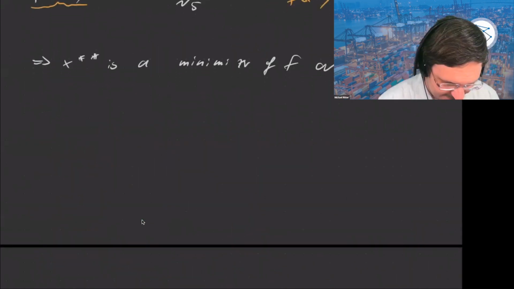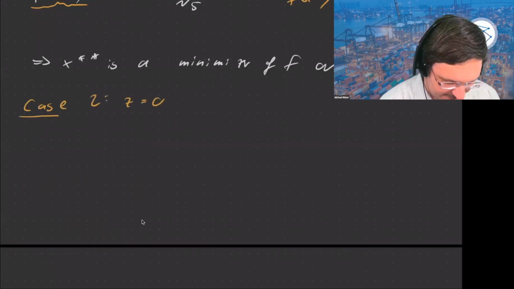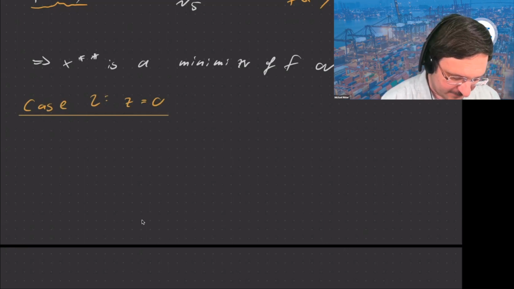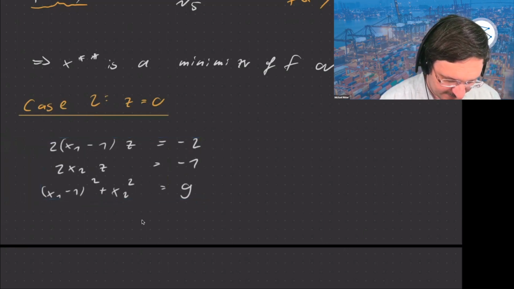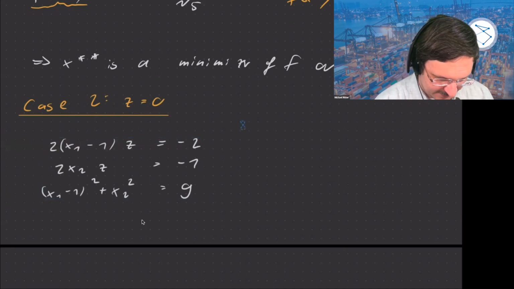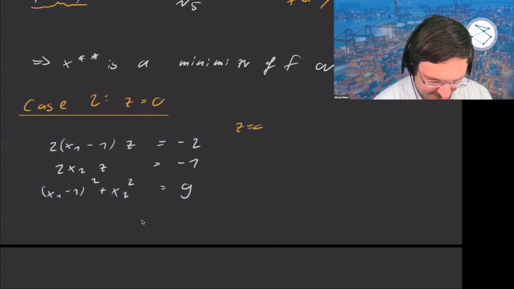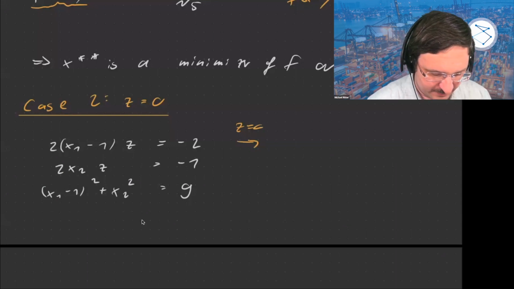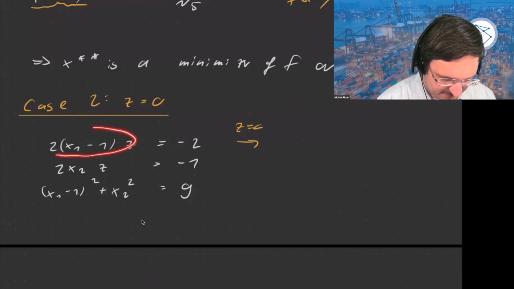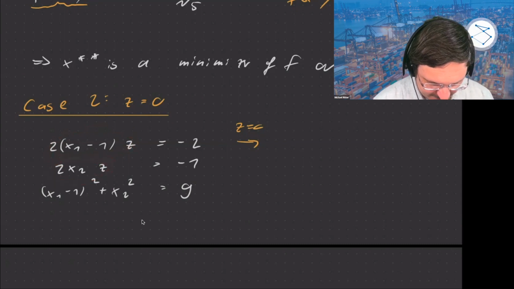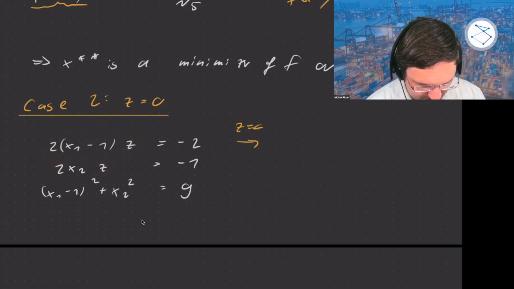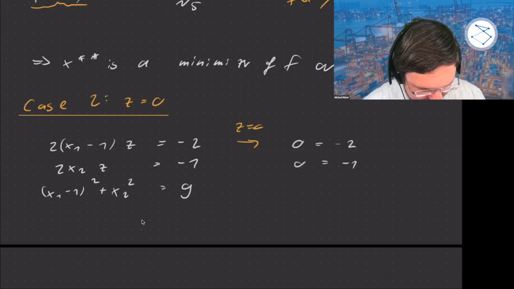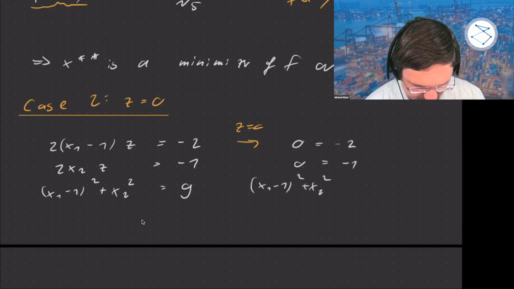Then discuss the case 2. Looking for solutions where c is 0. Here's our equation system. Now, if c is 0, what that means is, well, this term here becomes 0. This term here becomes 0. So we are left with the equation system 0 equals -2, 0 equals -1, and (x1 minus 1) squared plus x2 squared equals 9.